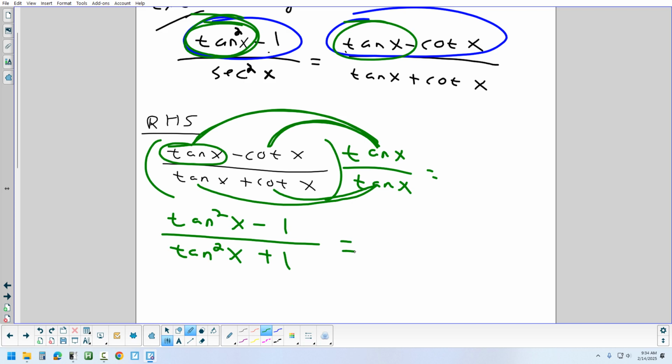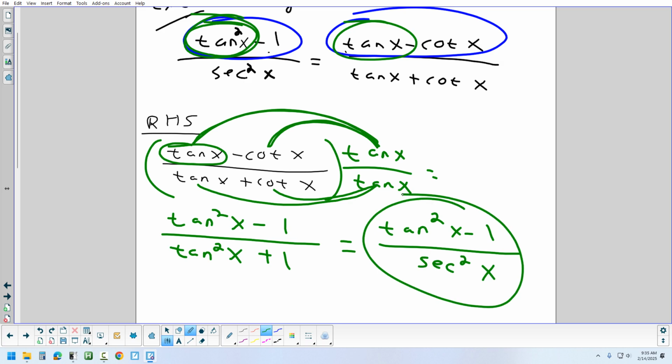And now there is something there we can recognize. One of the identities, which is tangent squared plus 1 equals secant squared. Yeah. Tangent squared plus 1 equals secant squared. That bottom is a Pythagorean identity. So the top is tangent squared minus 1, and the bottom turns into secant squared based on the identity. And we're really done that entire problem in 2 steps. If you had changed everything to sines and cosines, it definitely would have been a lot longer. But it's still doable.